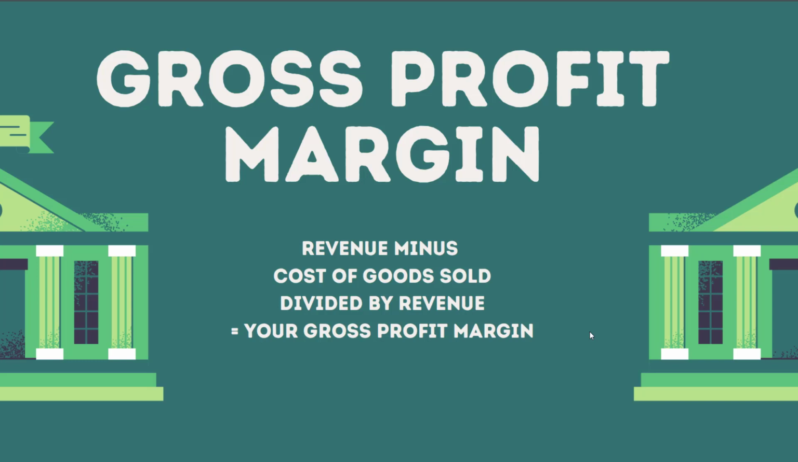Let's take a look at the gross profit margin. The gross profit margin is calculated by taking your total revenue and subtracting your cost of goods sold, and then dividing that amount by your revenue. Your cost of goods sold is all of the costs and expenses directly related to the production of the goods or services a business offers, also referred to as direct cost.